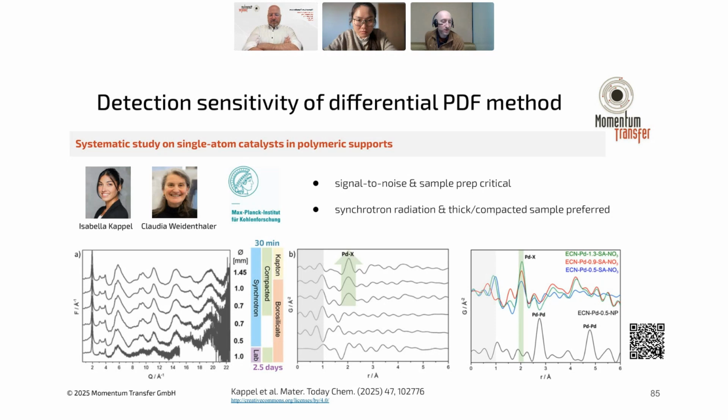So in the plot on the far right, you have 3 samples where you go from 1.3 to 0.9 to 0.5 weight percent loading of palladium into this other polymer system, and you're able to reliably extract those peaks, and also show that we don't have palladium bonds.